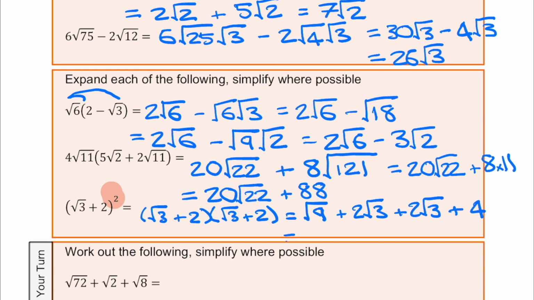And then we just simplify. Root 9 is 3. If I've got 2 root 3s and I add 2 more root 3s, I've got 4 of them. And then we've got the 4 left over. Again, collect like terms. The 3 add the 4, going to give us 7. And we've got this 4 root 3 left over.